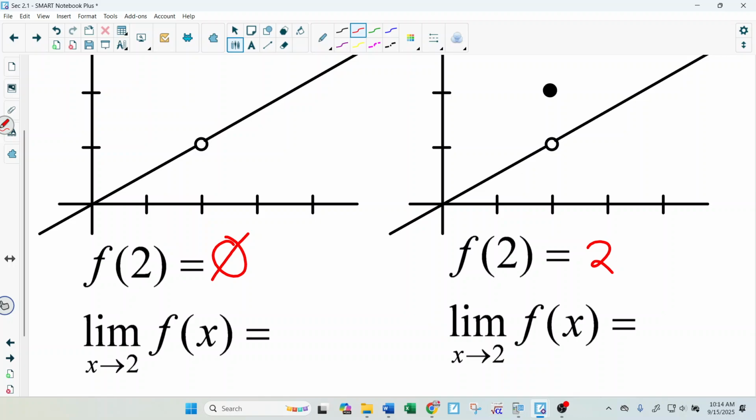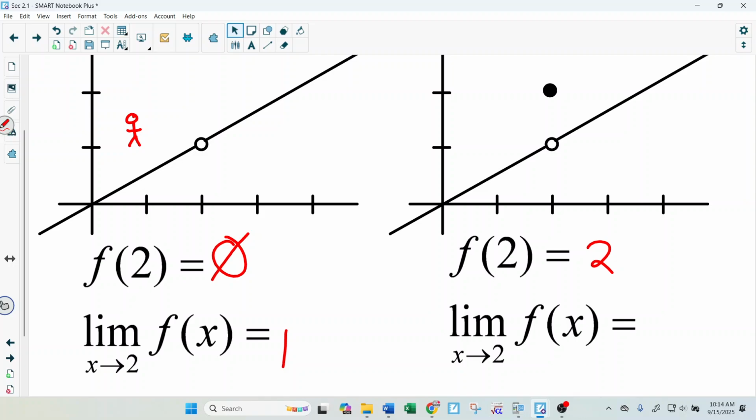So if I look at this graph and imagine for a second there's a person on the graph, and as they're walking close to x equals 2, what are they getting close to? 1. And from the other way, they are getting close to 1. So this limit is 1. Even though it doesn't exist at 2, the limit exists at 2.